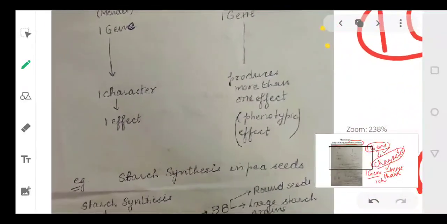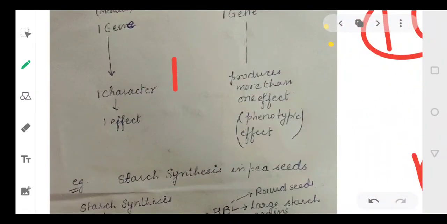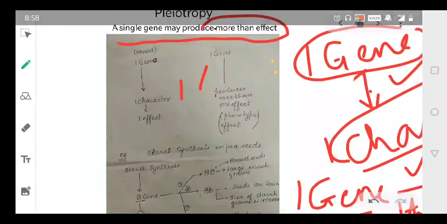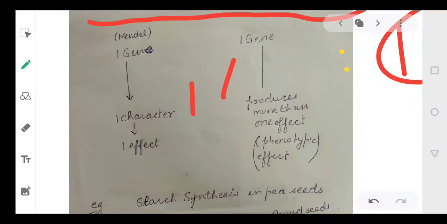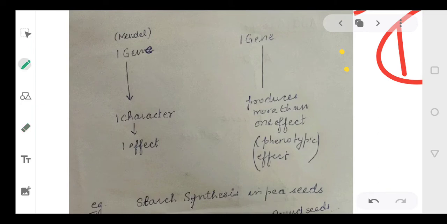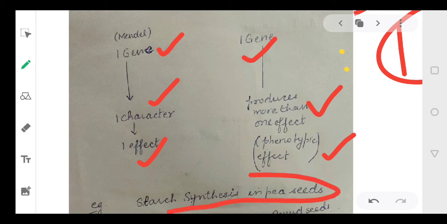Let's study this here. This is what Mendel said. One gene will control one character and will have only one effect. Pleiotropy says one gene will produce more than one effect, that it can have more than one phenotypic effect. Phenotypic effect means the effect that we can easily observe. We'll talk about an example, that is starch synthesis in pea plants.